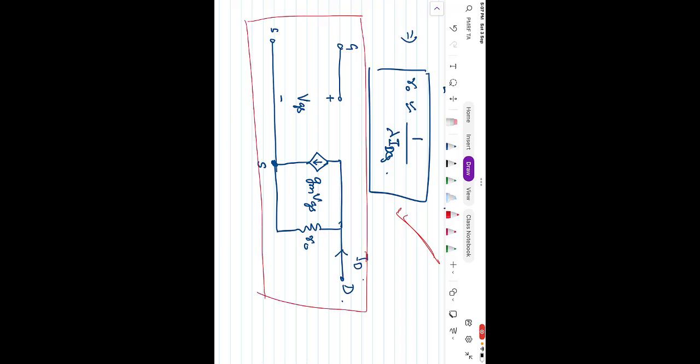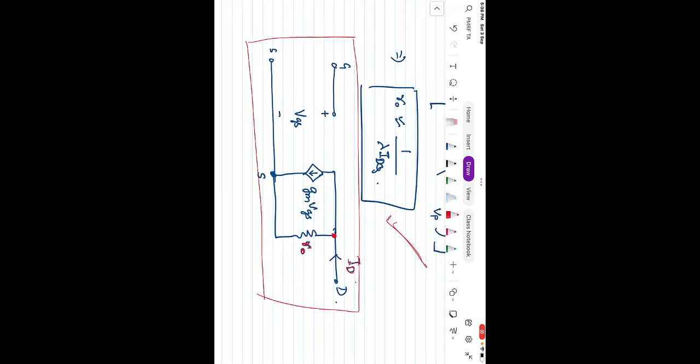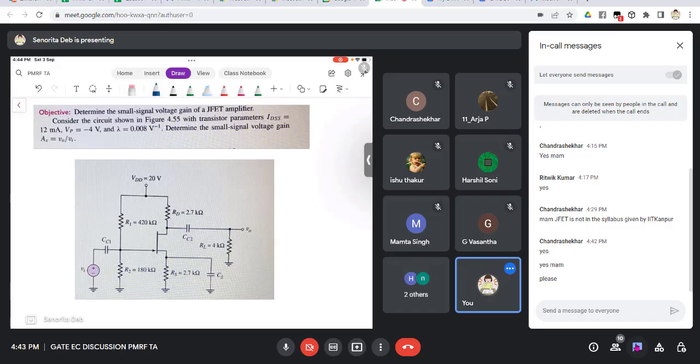ID basically constitutes these components. First is what goes from gm VGS, and the other is due to the voltage drop across the small R naught. So this is the small signal equivalent. So we continue with the JFET question.